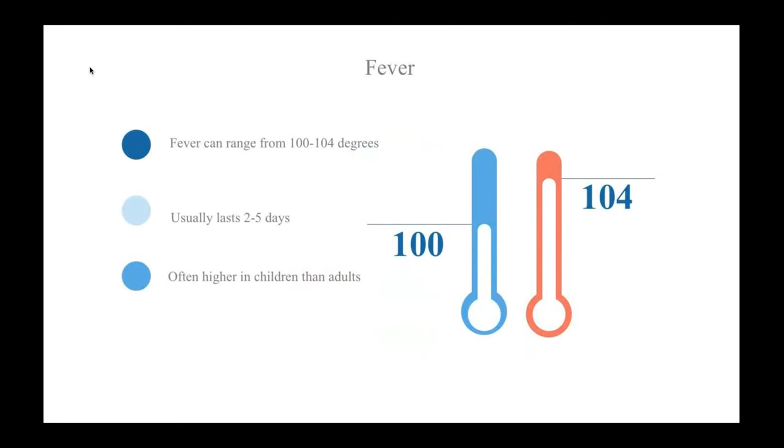The fever can range from about 100 to 104 degrees and may be accompanied by chills. It typically lasts 2 to 5 days, which is usually longer than the 24 to 48 hours for other respiratory viruses. And fevers are often higher in children than adults.